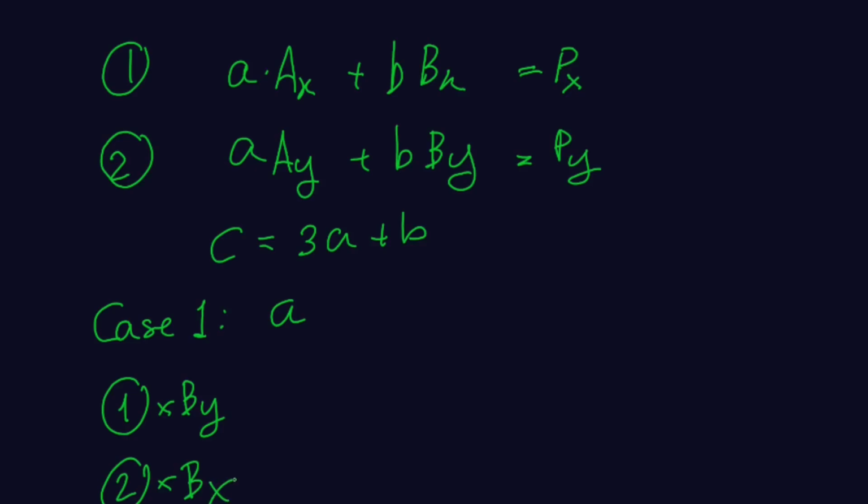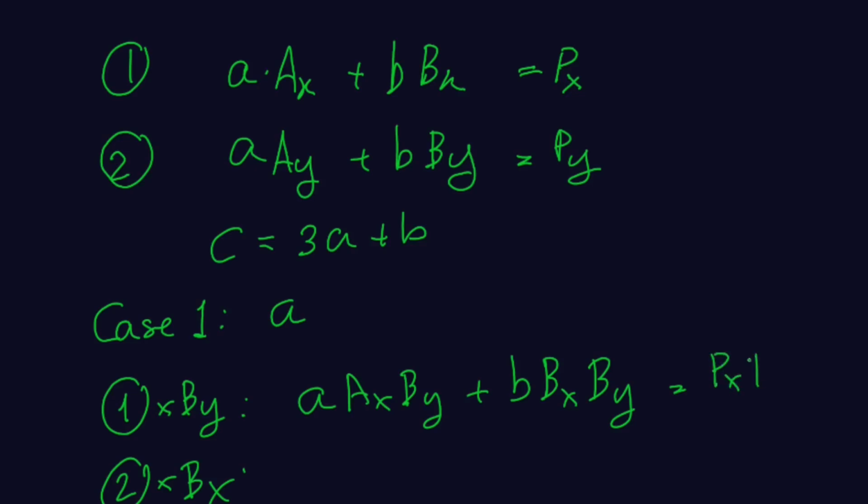This way, the B term will be the same, which is Bx times By, and at the bottom it will be Bx times By as well. So let's try that. Ax times By plus Bx and By equal to Px and By. See, we multiply every term in the first equation by By. Then we multiply everything in the second equation by Bx.